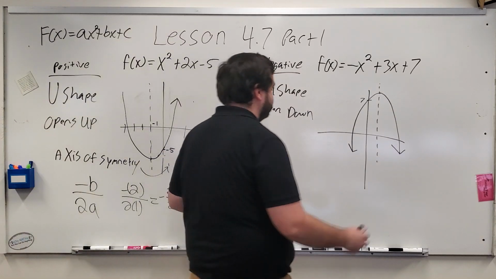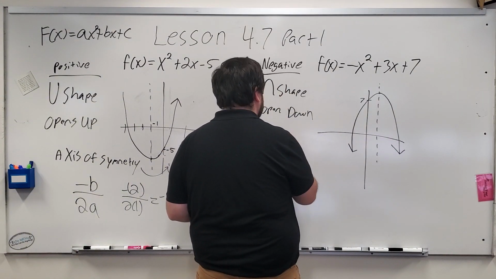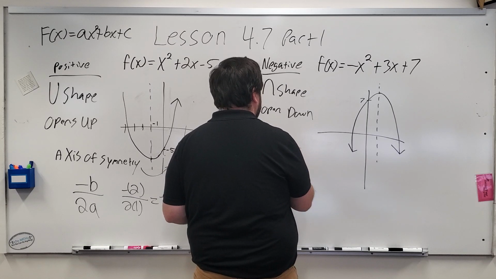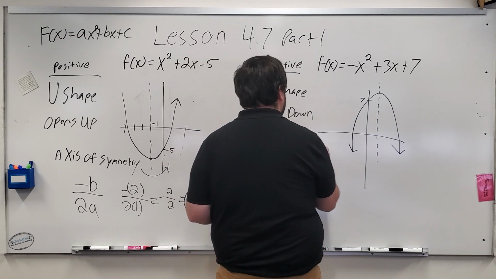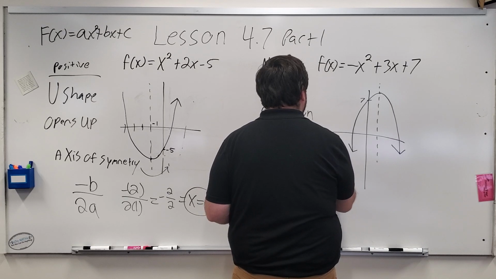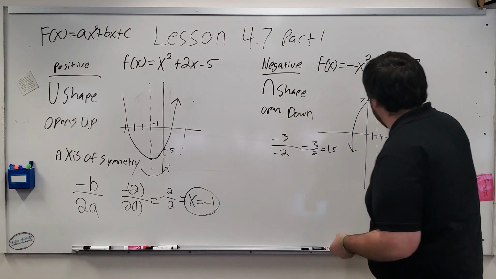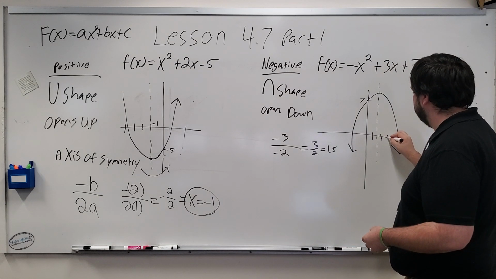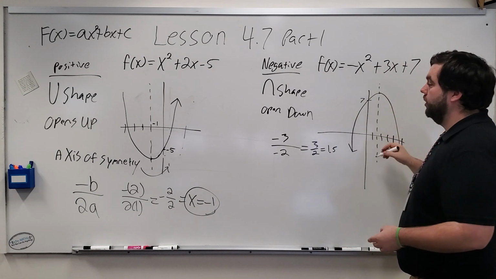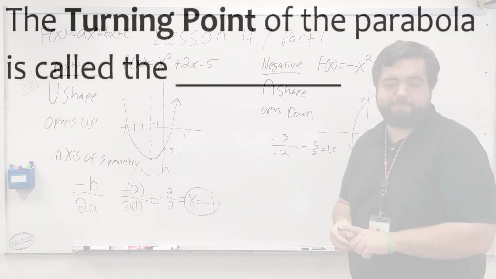Over here, we can do the same. Negative b becomes -3 over 2a, -2. That's going to equal 3 over 2, which equals 1.5. So I can say that right here is 1.5. Okay?